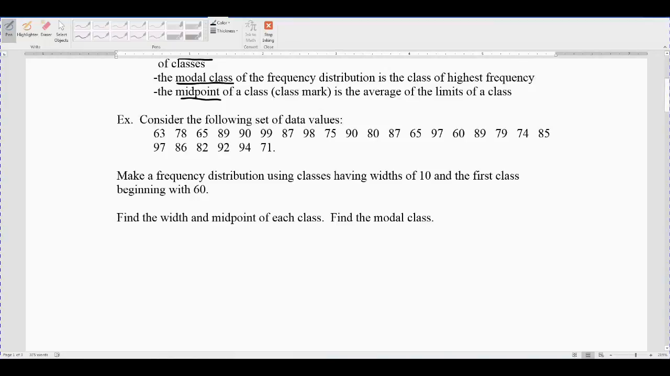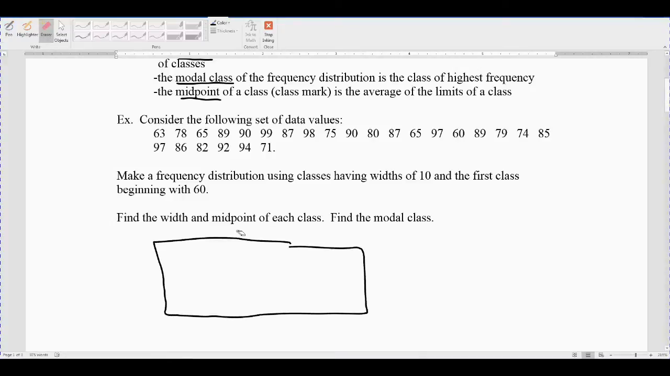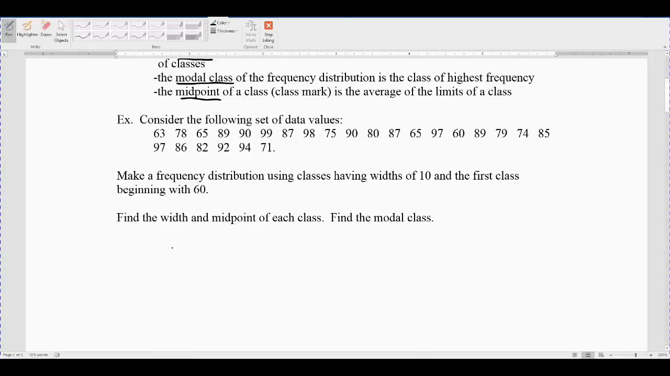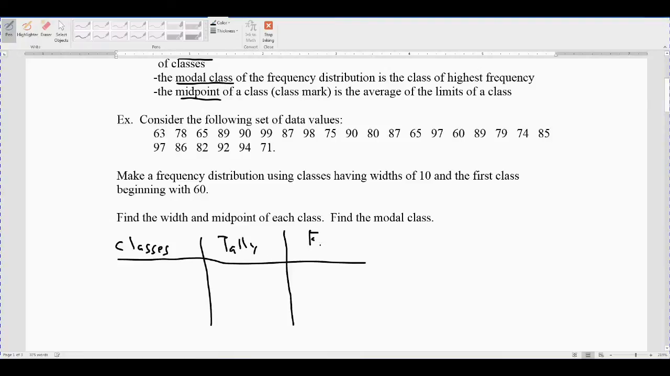In this first example, you're given these data values, and you're asked to make a frequency distribution using classes that have widths of 10, and the first class begins with 60. So I'm going to make a chart. We'll do classes, and then a tallies column, and then the frequency column.